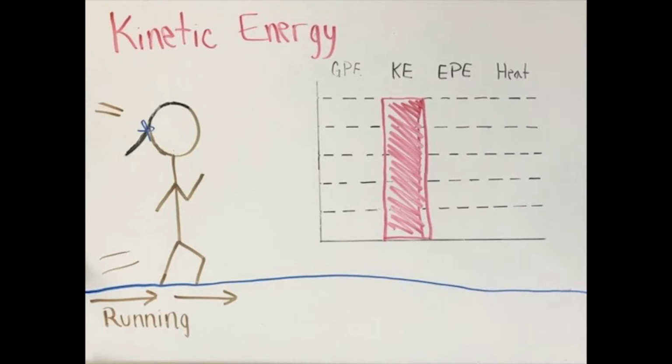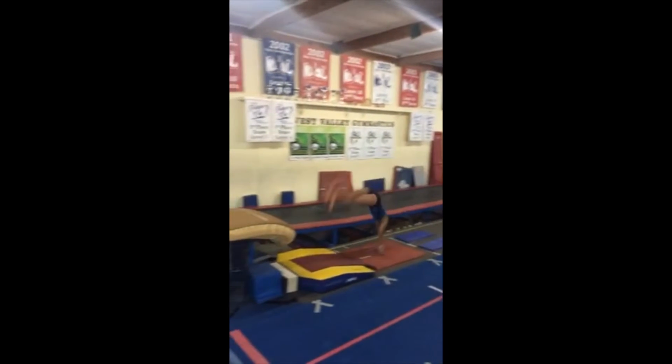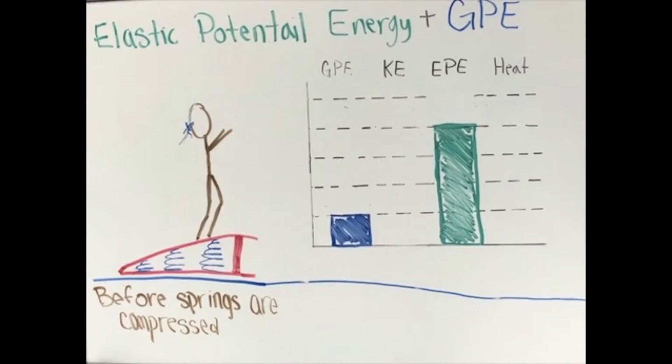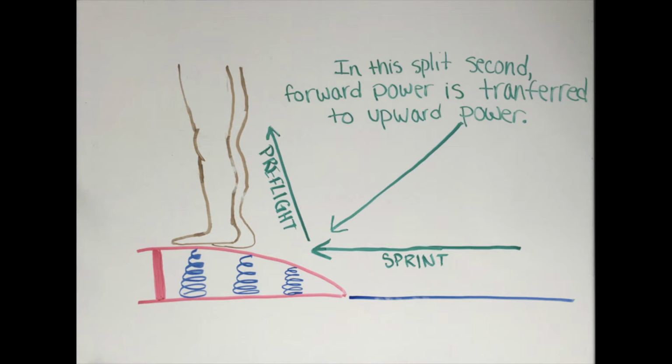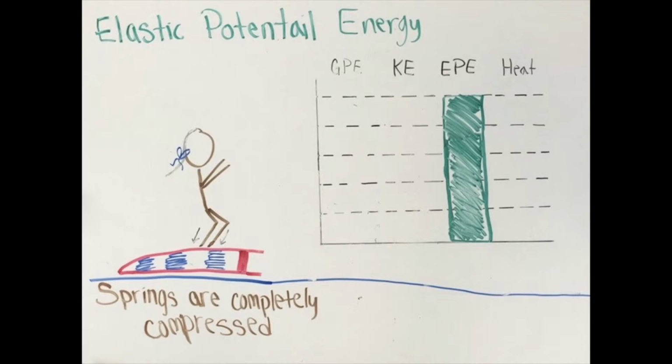This is me running down the vault runway with a constant kinetic energy, and it's kinetic energy because there's no outside net forces. Before the springs are fully compressed, I have more elastic potential energy than I do gravitational potential energy. While the springs are completely compressed, I have full elastic potential energy.